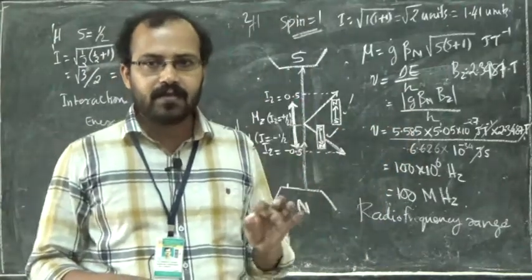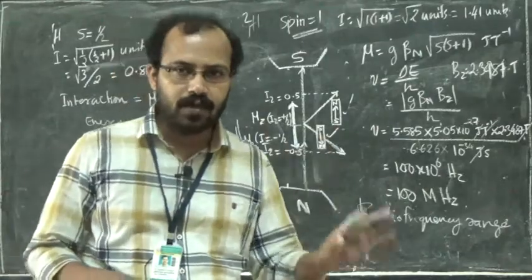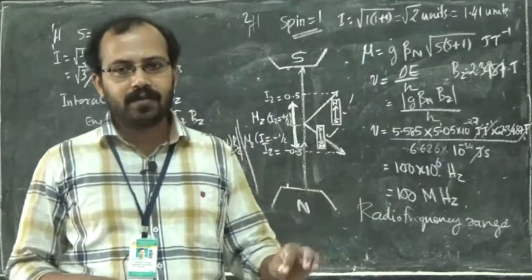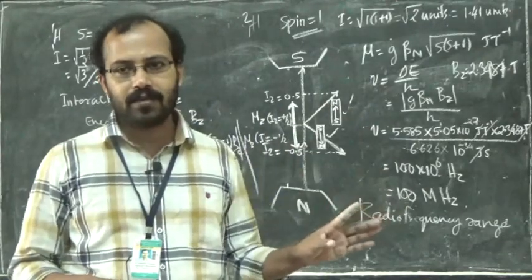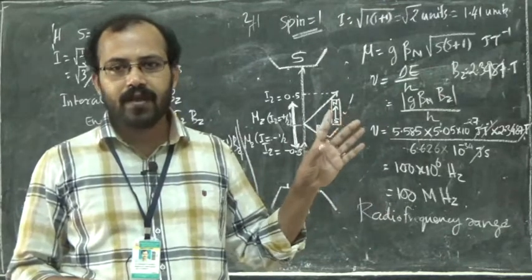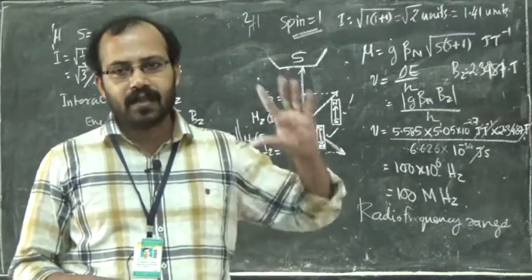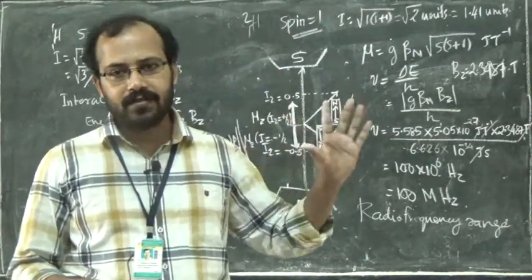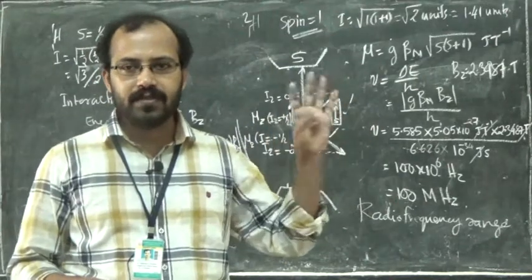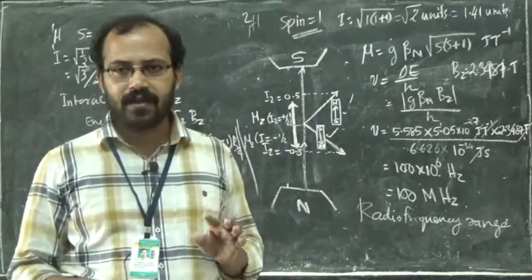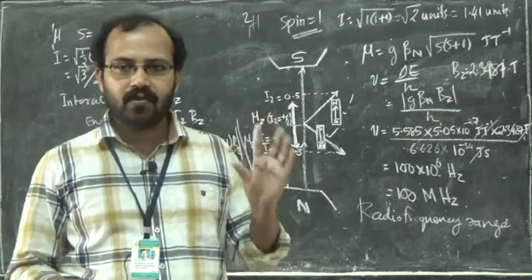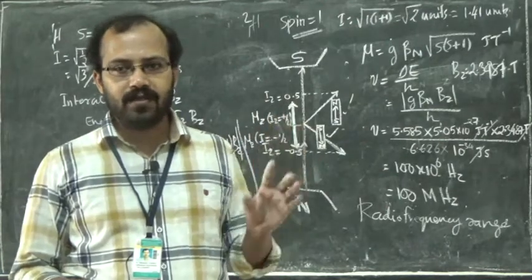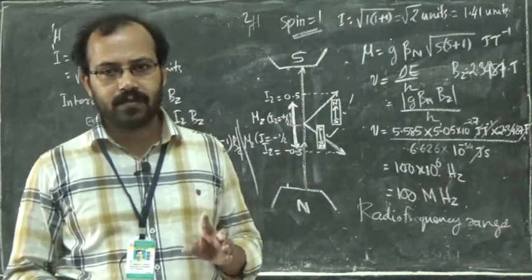will act like tiny bar magnets because of their spin, and these bar magnets will interact with the external magnetic field. Okay, and because of this interaction, there will be an energy difference between the allowed spin states. Okay, and this energy difference will fall under the radio frequency range of the electromagnetic spectrum.